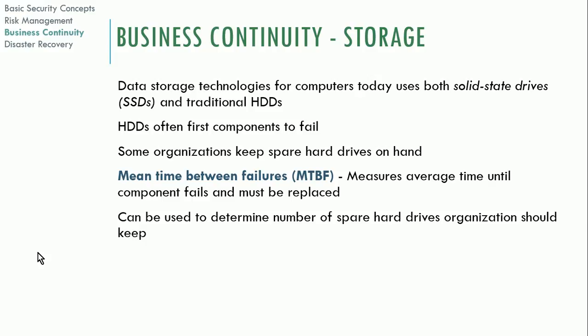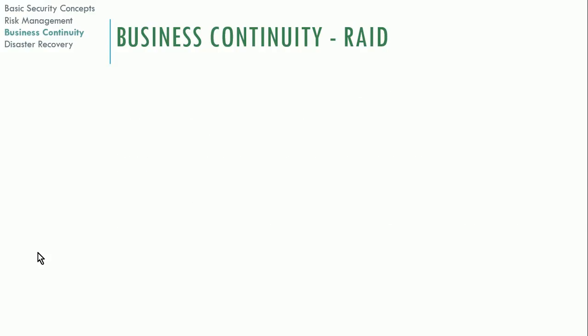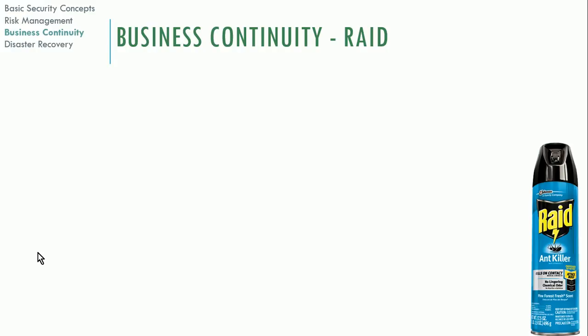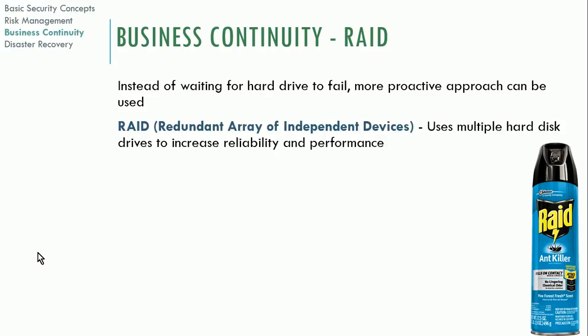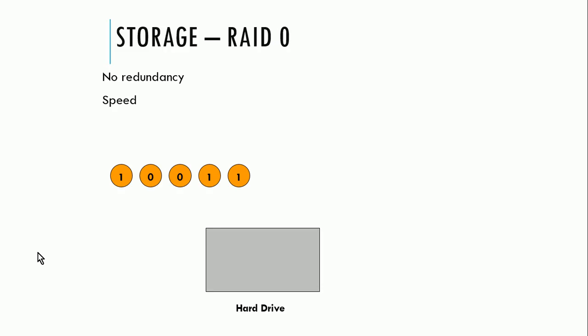So you can determine the number of spare hard drives an organization should keep. But one of the ways that we have business continuity is through RAID, and I've talked about RAID before. I figured in this slide deck I would expand on RAID. I feel like I didn't really do this topic justice, so I wanted to give you a visual on how RAID works. And of course, RAID isn't the stuff we use to kill ants. It's a redundant array of independent or inexpensive disks, which we've discussed before in this course.